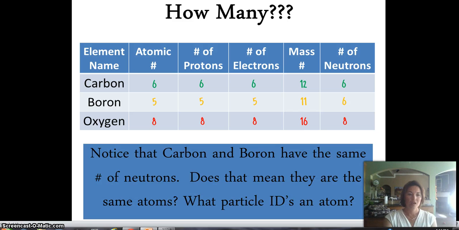All right. Notice that carbon and boron both have the same number of neutrons. Does that mean that they're the same atom? Absolutely not. The particle that determines an atom's identity is the number of protons. If it has 6 protons, it's carbon, no matter how many neutrons it has. If it has 5 protons, then it's going to be boron, no matter how many neutrons it has, or electrons for that matter. If it has 8 protons, it's oxygen, no matter how many electrons or neutrons an atom has. It's because it's the number of protons that determine an atom's identity. The atomic number of protons.